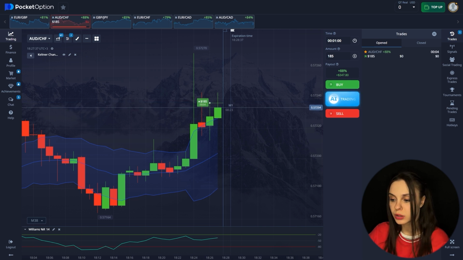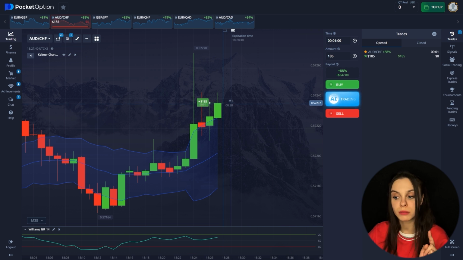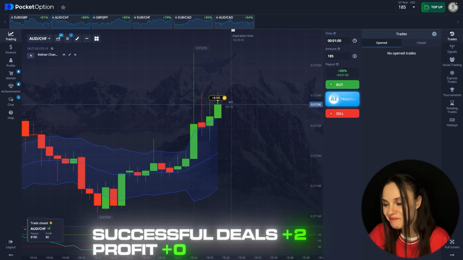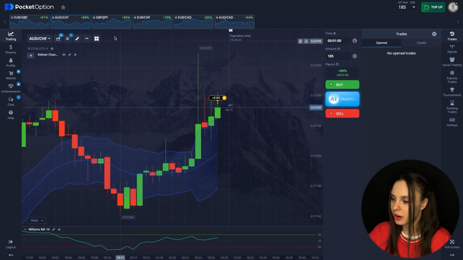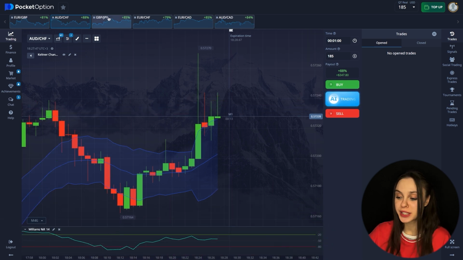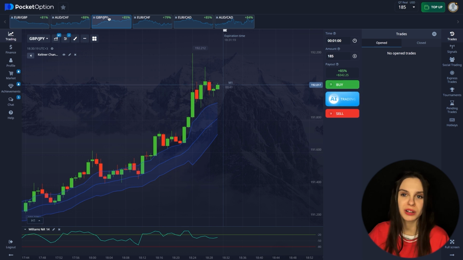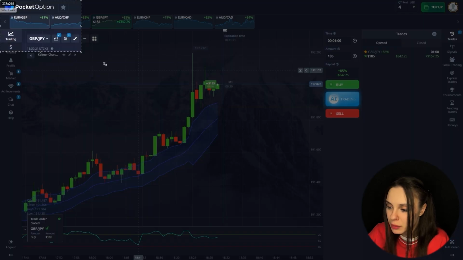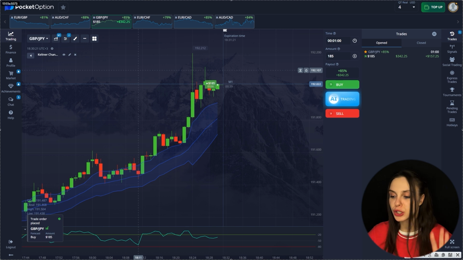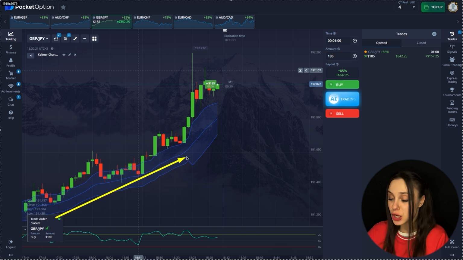The last time we couldn't overcome the resistance area, now we overcome and the deal closes at 0. Honestly, a little offensive. We should have closed in plus, but a little was not enough. So we see a rollback began. Well, let's immediately move on to the third currency pair, guys. Here, let's go to the third one.